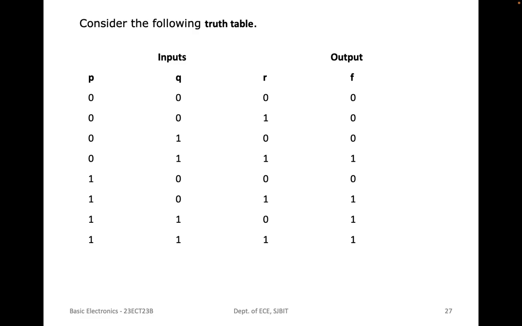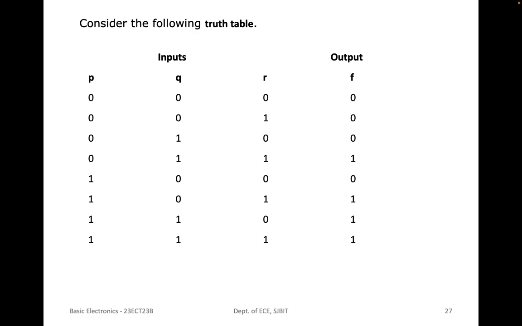Now let us consider the following truth table. Here the output is 1 for 4 combinations of inputs. The corresponding minterms are p dash q r, p q dash r, p q r dash, p q r. By doing logical OR of these 4 minterms, we get the Boolean function of output. Therefore, f is equal to p dash q r plus p q dash r plus p q r dash plus p q r. This is the canonical SOP form of output. We can also represent this function in the following notations. In one equation, we represented the function as a sum of the respective minterms. In the other equation, we use the symbol for summation of those minterms.